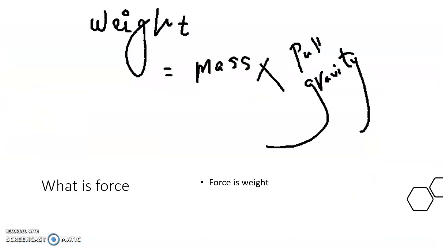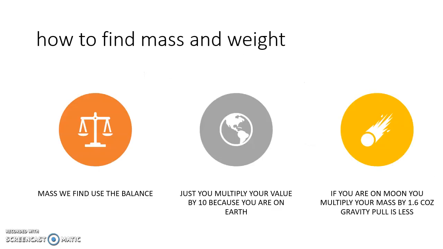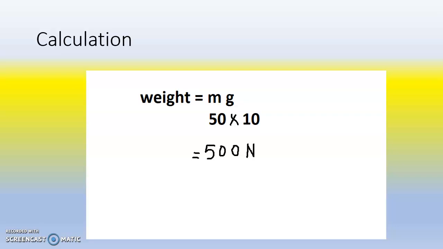Okay, so you know how to find your weight, right? You just multiply the pull of gravity with your mass. That's the weight. So the first step is to measure the mass using a balance, the second step is to multiply your mass by 10, and the third step is you get your weight, 500 Newton. Newton is the unit of weight. It is new to you, so just memorize the unit, Newton, 500 Newton.